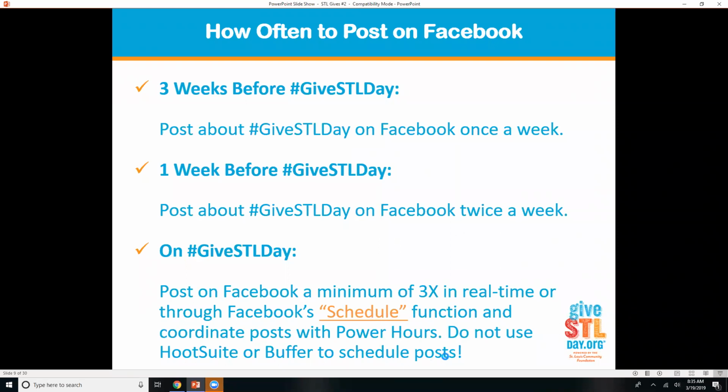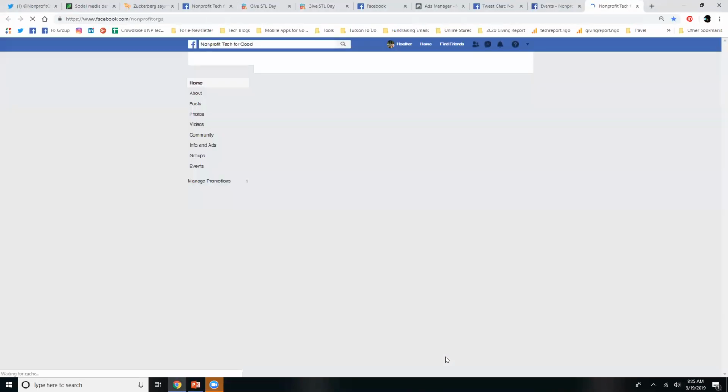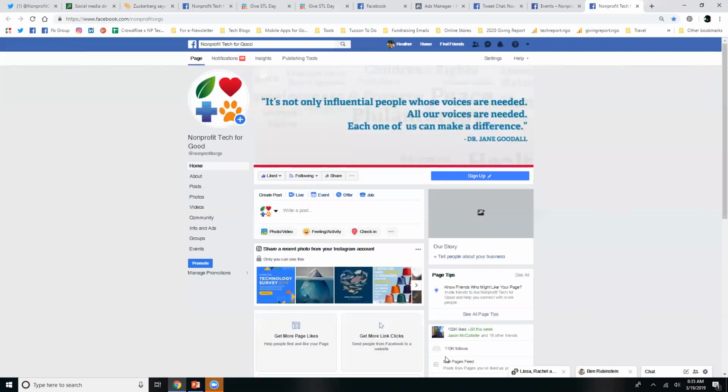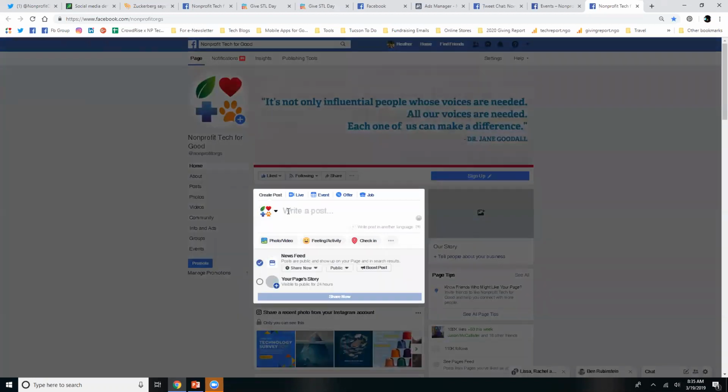And one thing that's really important is to make sure, if you're busy on time and you don't actually want to be on social media, or you're a volunteer organization, you can schedule all these things in advance. This is so important. Don't use Hootsuite, don't use Buffer, don't use any third-party app to post to Facebook. It automatically cuts your reach in half, so if you've got 3% reach, it's going to cut it in half when you post from a third-party app.